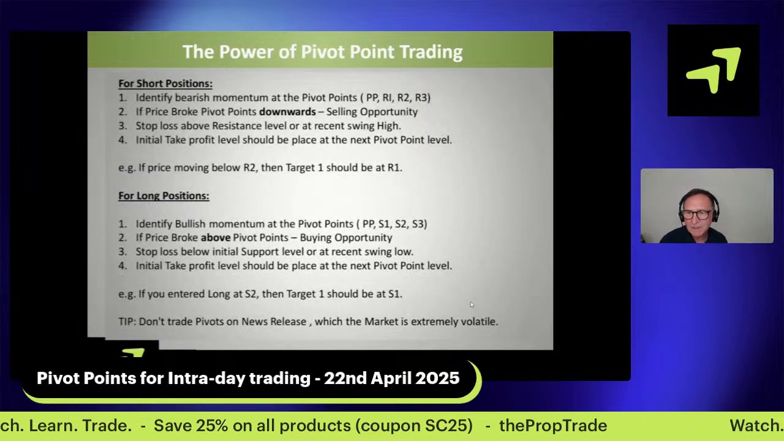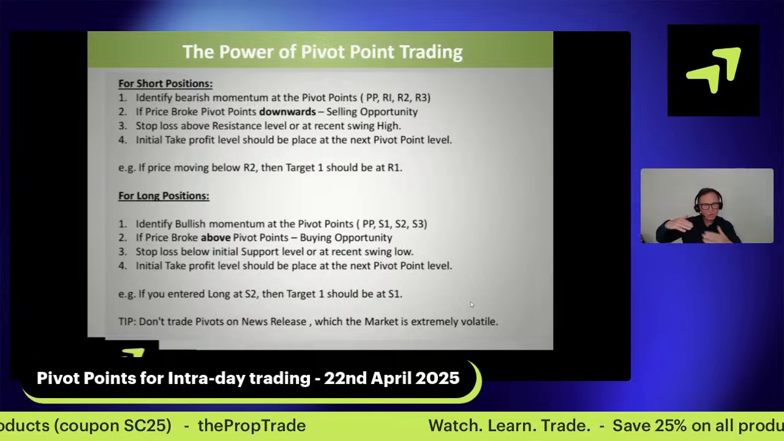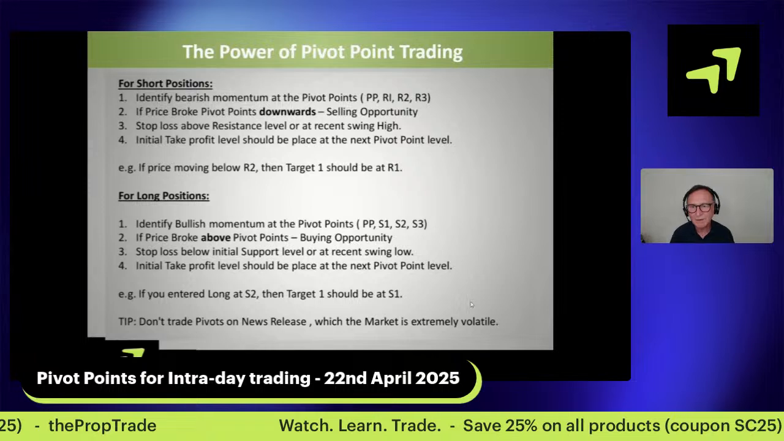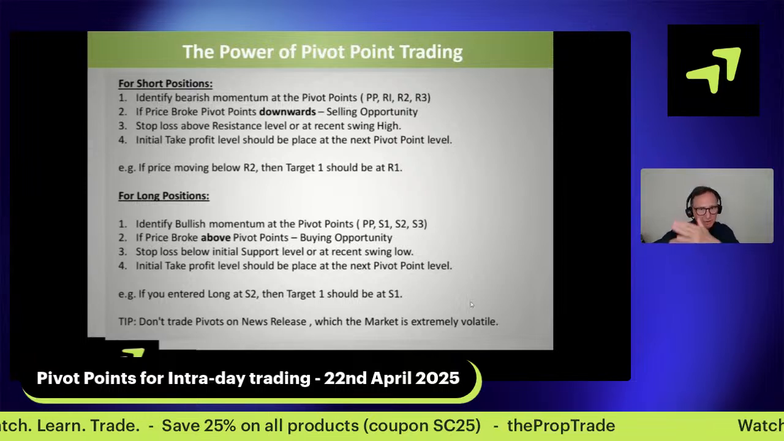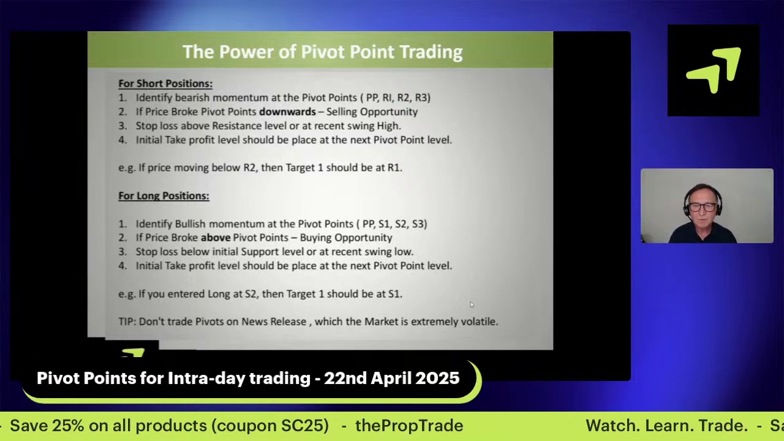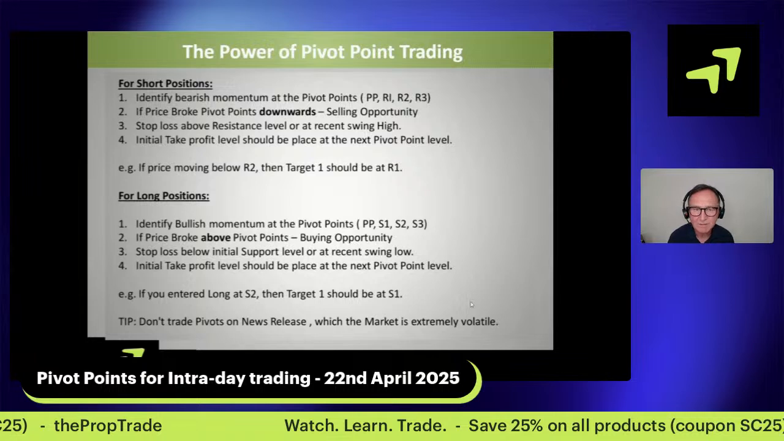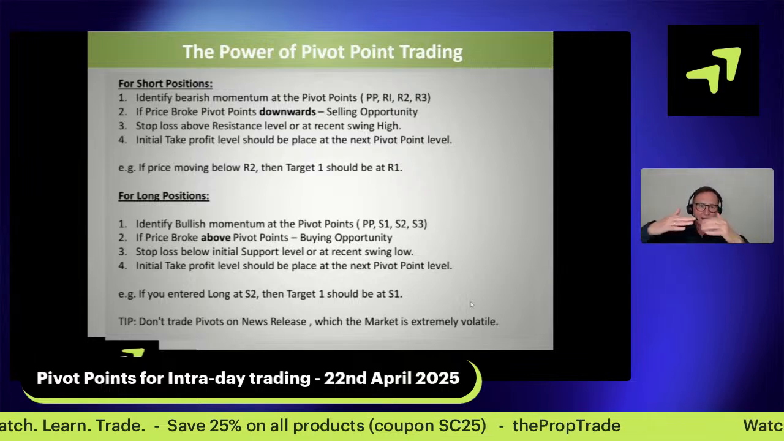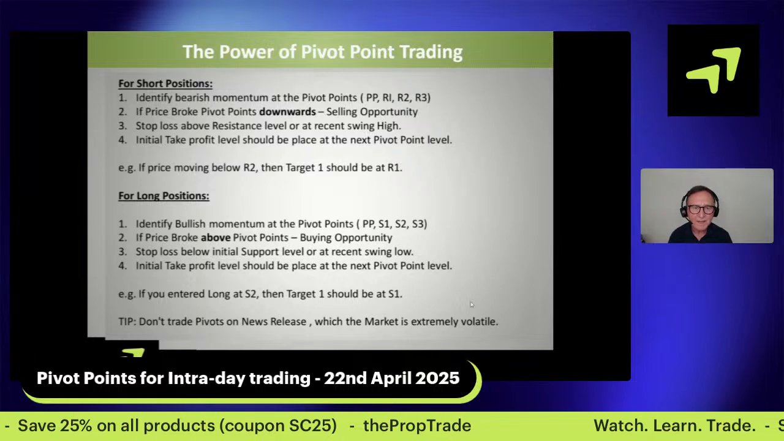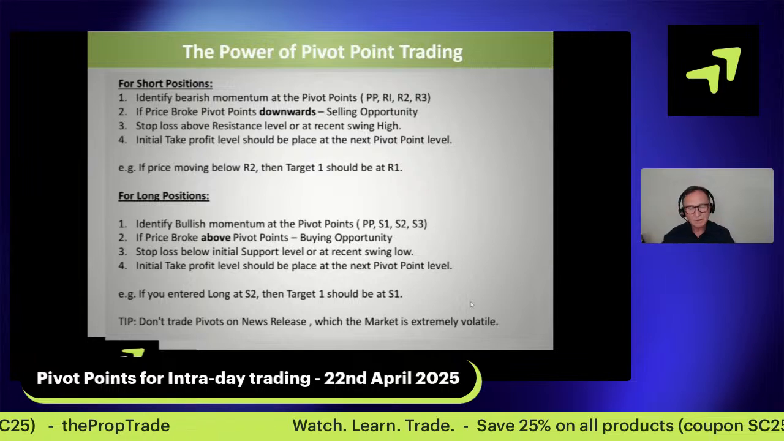Other alternatives here. So if we're going to go short, identify the bearish momentum. So we're under the pivot point, we're moving down. If the price broke the pivot point to the downside, we're looking at a selling opportunity. If we continue to move down, put the stop loss above the pivot or the recent resistance level at a swing point, and take profit at the next resistance area. Okay, that's what it's telling us.